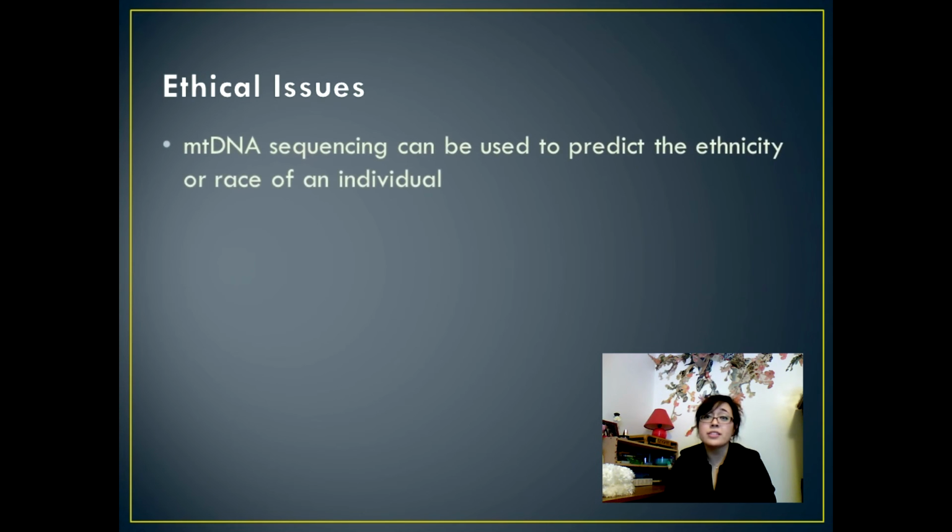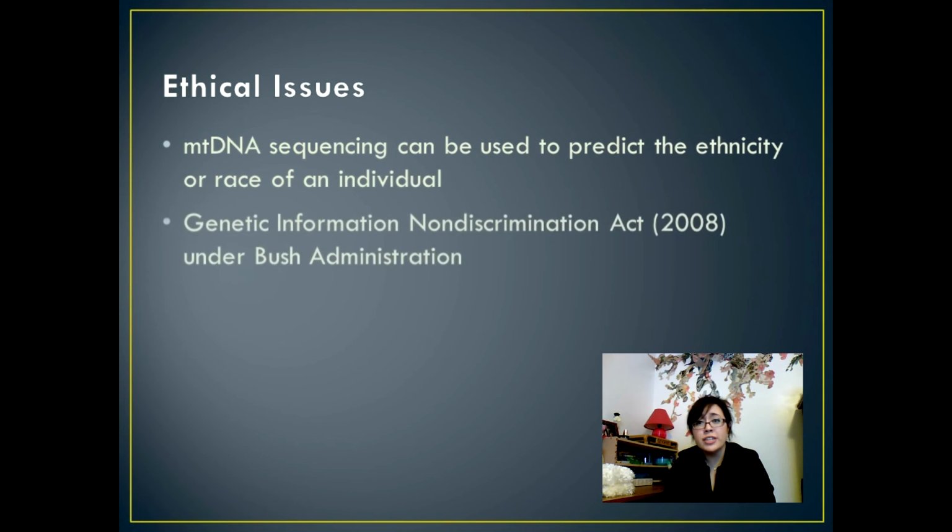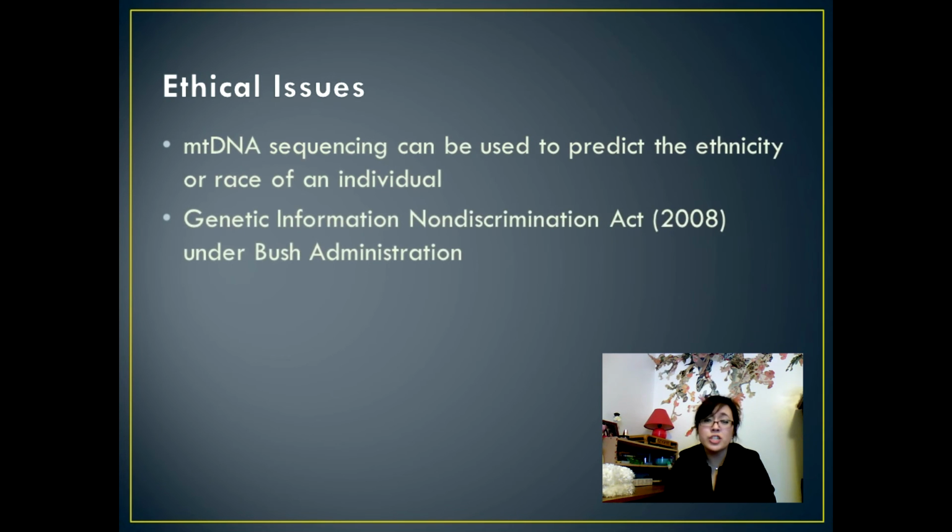However, with the introduction of mtDNA sequence analysis in mitochondrial DNA has come a number of ethical issues, the main reason being its ability to predict ethnicity or race of a particular individual. In 2008, Bush signed into effect the Genetic Information Nondiscrimination Act, which hoped to keep the U.S. insurance companies and employers from discriminating on the basis of information collected through genetic testing.